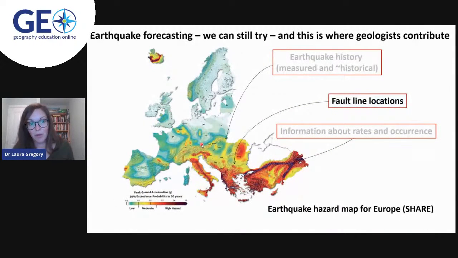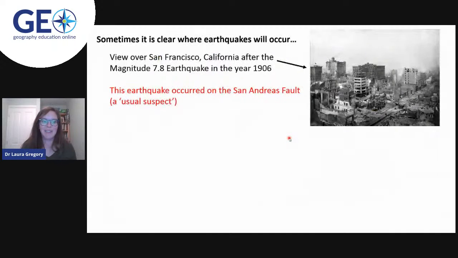Now, the next thing is fault line locations. And what I want to do now is show you guys how to find faults. As I said at the beginning, sometimes it's really obvious where faults happen. So this was a view of San Francisco after a big earthquake in 1906, and that was on the San Andreas Fault, which is our usual suspect. We know where that fault is.